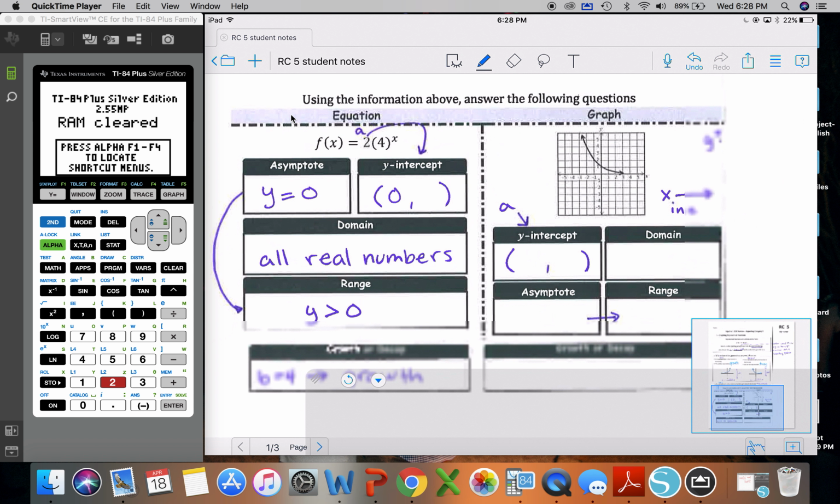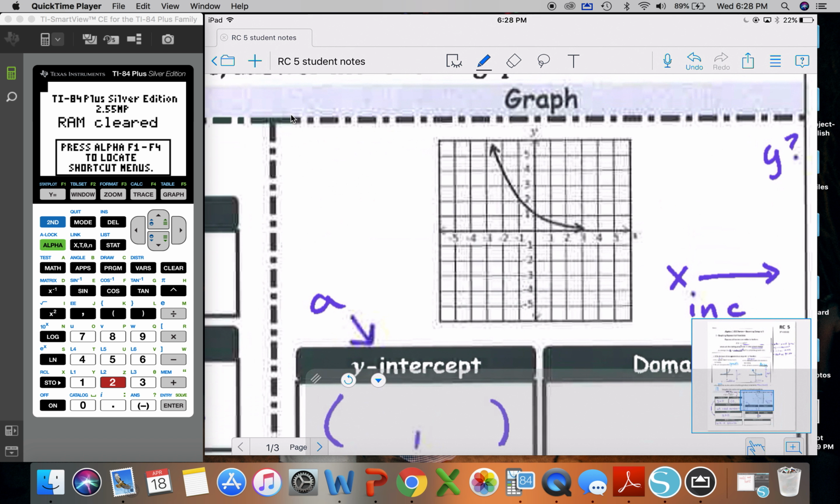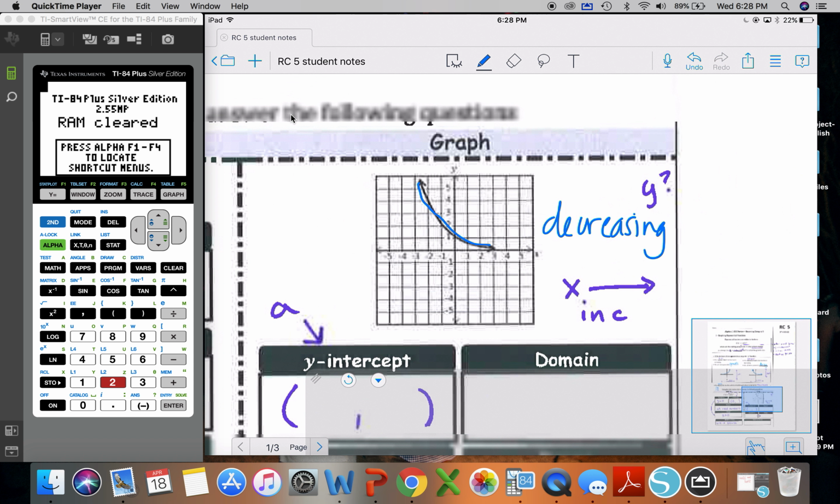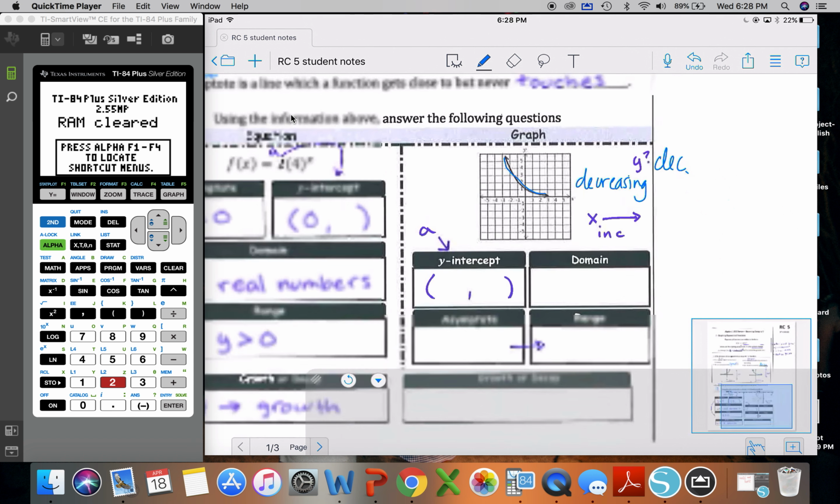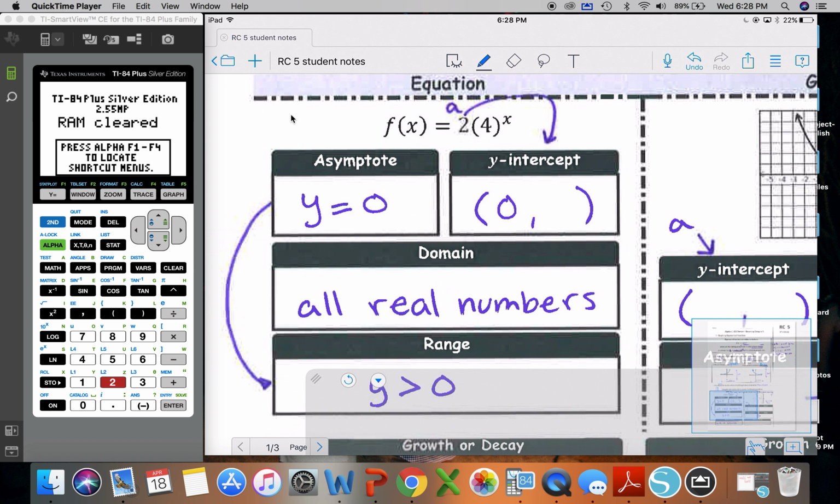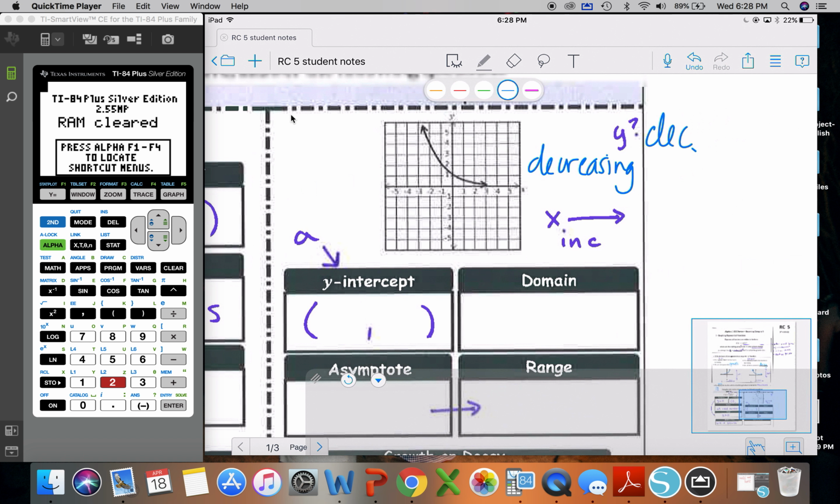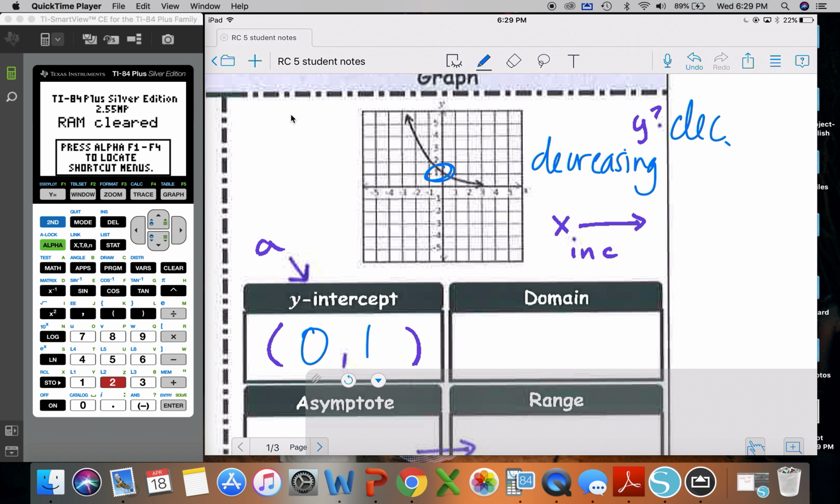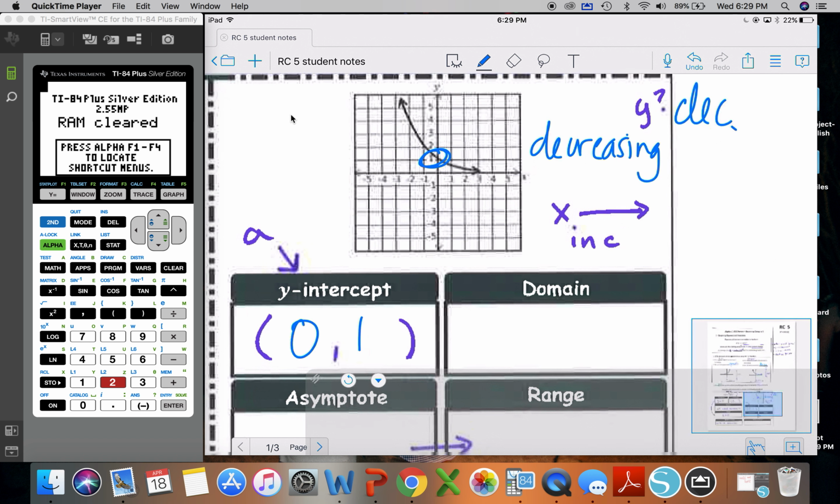So using the information, answer the following questions. We have a graph here. As we read from left to right, our graph is decreasing. Our x's are increasing, but our y's are decreasing. So let's answer some questions. Let's start at the graph. This graph is decreasing. Our y-intercept starts at 1, so we cross at (0, 1).